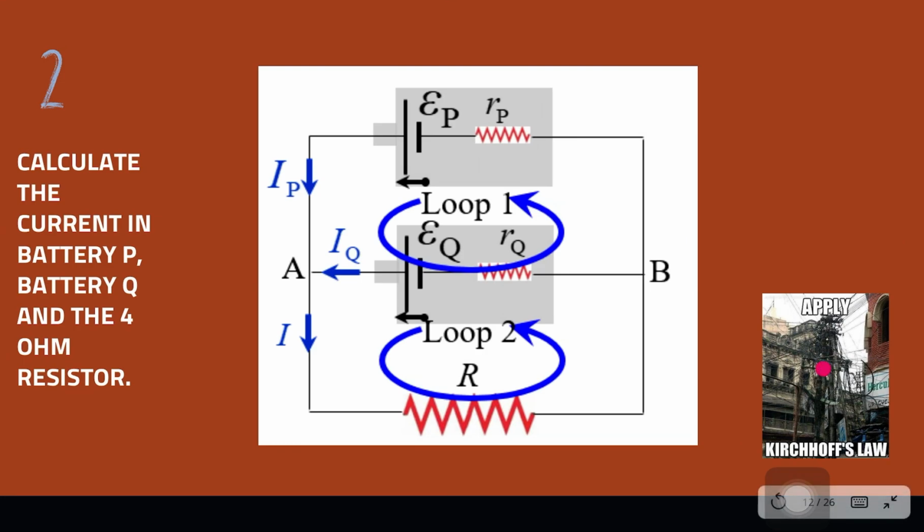Alright, so the second question is to calculate the current in battery P, battery Q, and the 4 ohm resistor. Here we apply Kirchhoff's law.